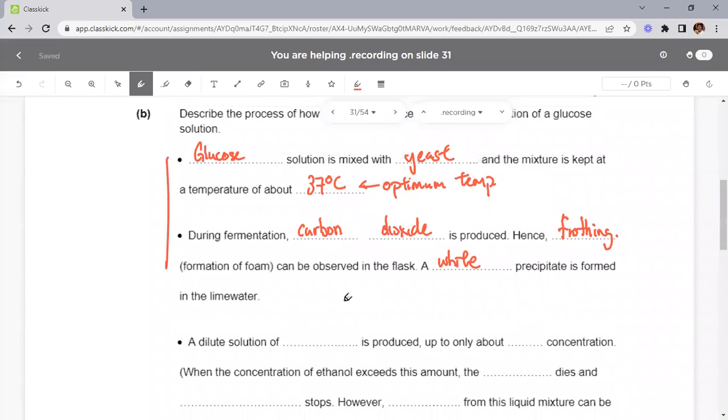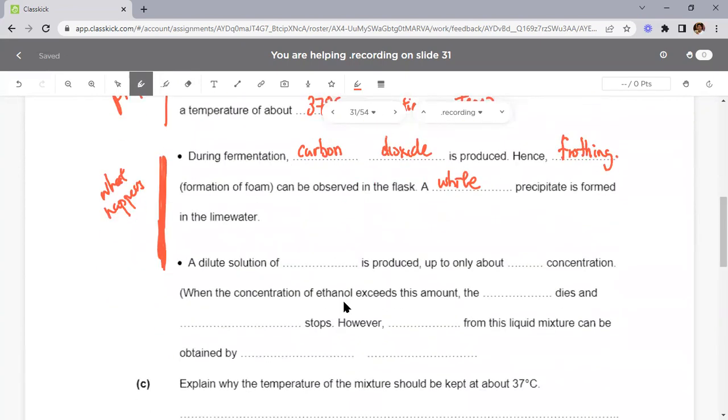So this is the preparation, and this is what happens, the observable changes. Together with these, carbon dioxide gas is produced. The other thing that will be produced is your ethanol. In actual fact, when you do your fermentation, you only get a dilute solution of ethanol, only up to about 15% concentration. About 15% is actually quite good, because your wine is about 15%. So why is it only up to 15%? It's because when the concentration of ethanol exceeds this amount, the yeast will die, and fermentation will stop.